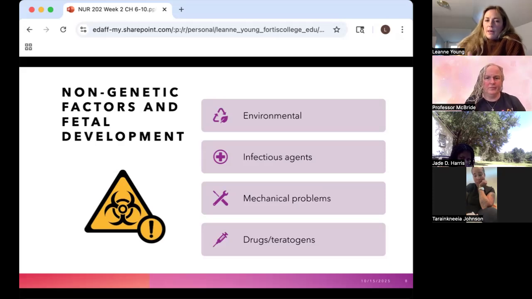And then chemicals and drugs would be like if they're being exposed to radiation, what kind of medications the mom is on. Obviously, any type of recreational drugs or harder drugs or anything like that. If the mom has a history of anything, we need to be educating these patients and informing them that we need to stop or pause treatment or whatever it may be.